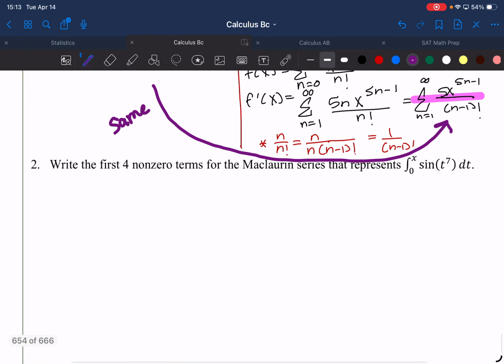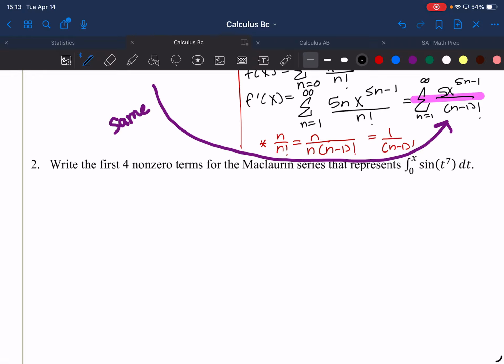The other one is going to be taking the integral. So number 2 says write the first 4 non-zero terms for the Maclaurin series that represents the integral of 0 to x sine of t to the 7th power dt.